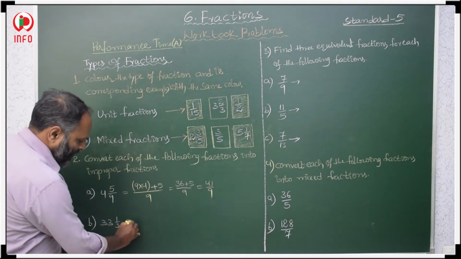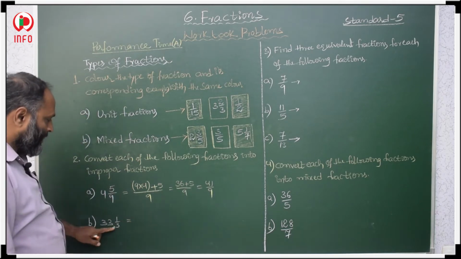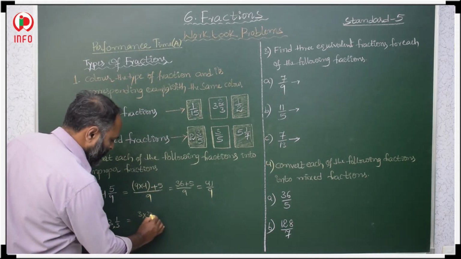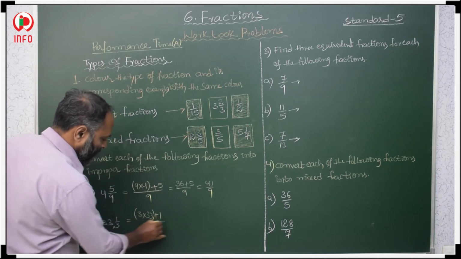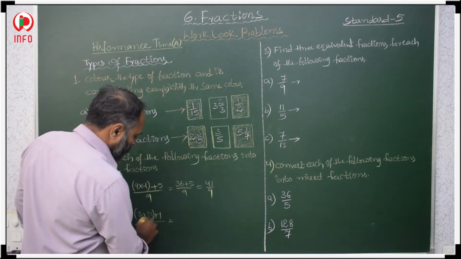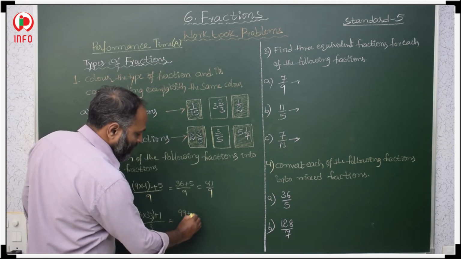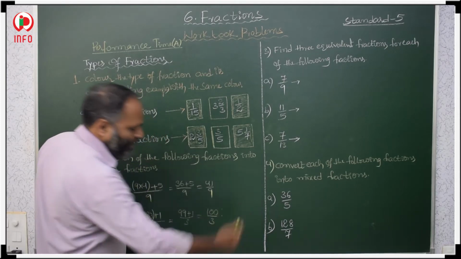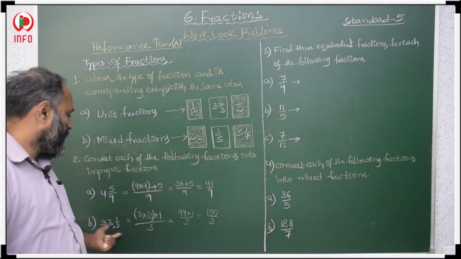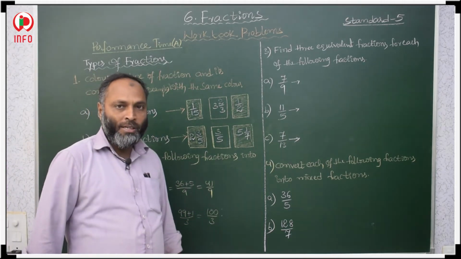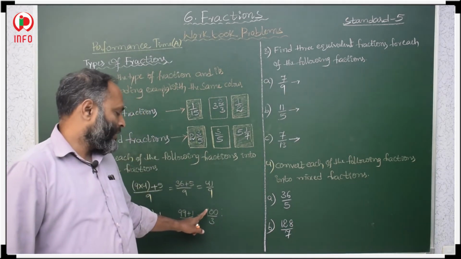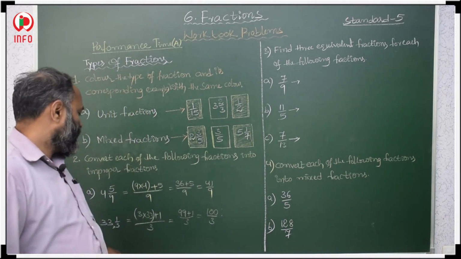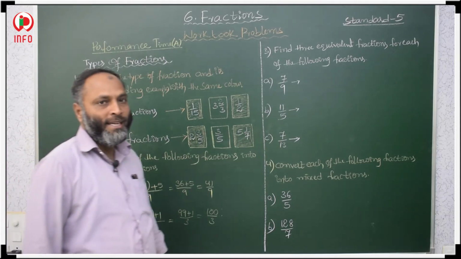Now the same. We multiply this denominator 3 with the whole number 33, and after that we add the numerator over the denominator. 33 3s are 99 plus 1 by 3. 99 plus 1 is 100. 100 by 3. So this mixed fraction we converted into an improper fraction. Improper fraction means the numerator is bigger than the denominator. Okay. In this bit one more question is there. That question do as your home assignment.